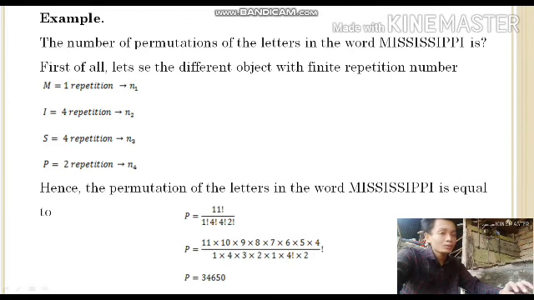Hence, the number of permutations of the letters in the word Mississippi is equal to 11 factorial over 1 factorial times 4 factorial times 4 factorial times 2 factorial, which equals 11 times 10 times 9 times 8 times 7 times 6 times 5 times 4 factorial all over 1 times 4 times 3 times 2 times 1 times 4 times 2, which equals 34,650.